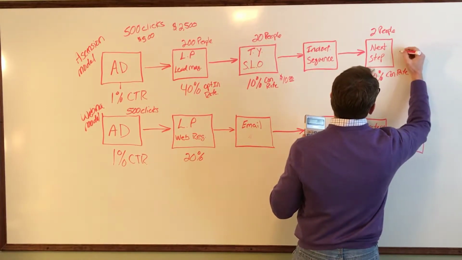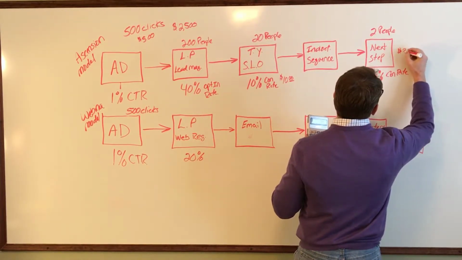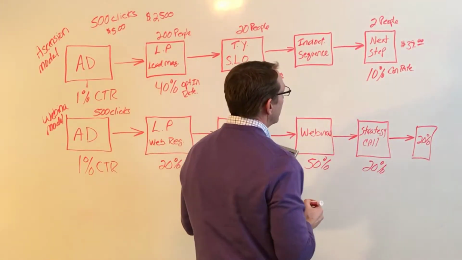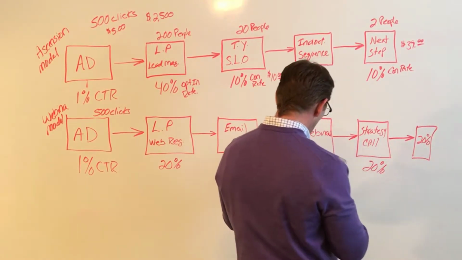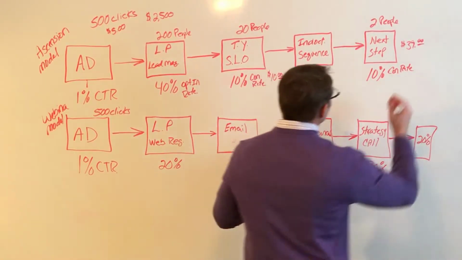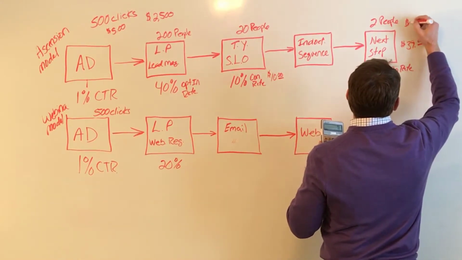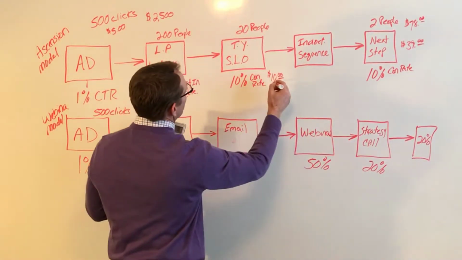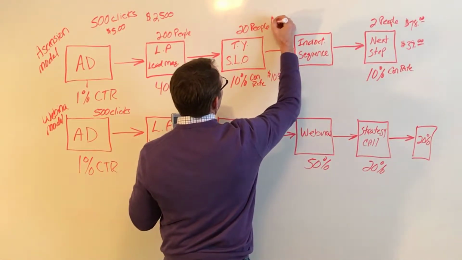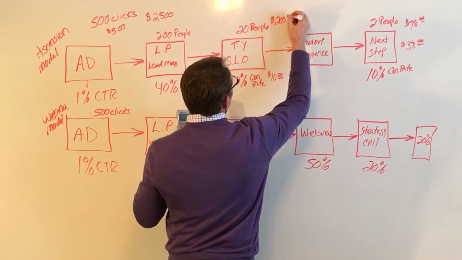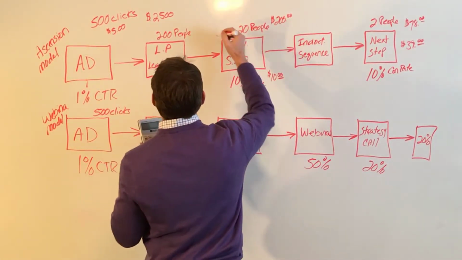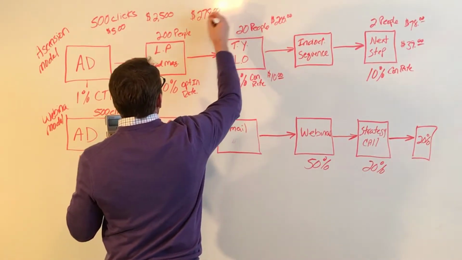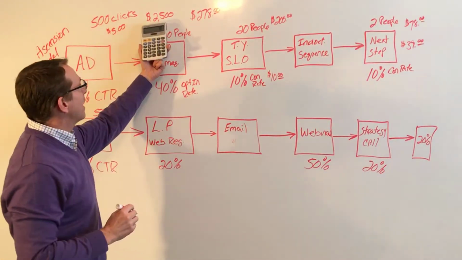And let's just say your next step offer is really cheap. It's $39. Okay? So 39 times 2, $78 here. Okay, if you have 20 people that convert off of $10, that's $200 you're going to make up here. So your total is $278. Okay, pretty far off from the ad spend, right?